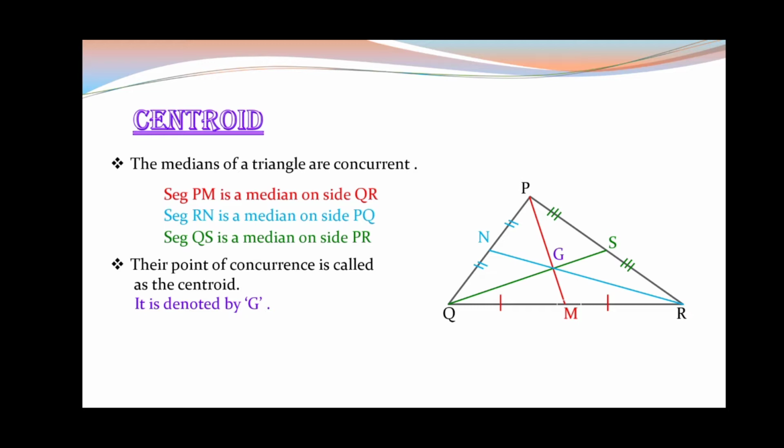One very important property of the centroid is that it divides the median in the ratio 2:1. That means the part which is nearer to the vertex is 2 times the one which is nearer to the base. Here we see that PG to GM is 2:1. Similarly, QG to GS is 2:1. Similarly, RG to GN is 2:1. Or we can say PG is 2 times GM.